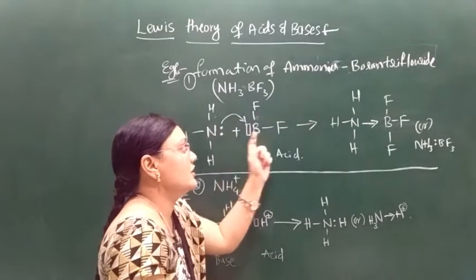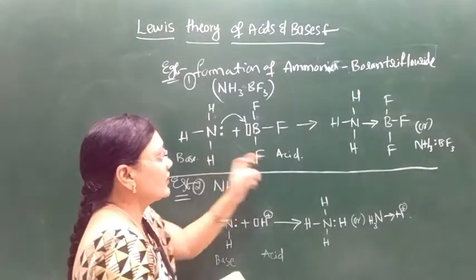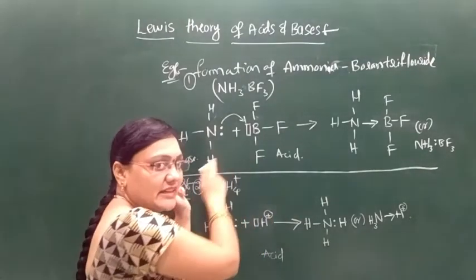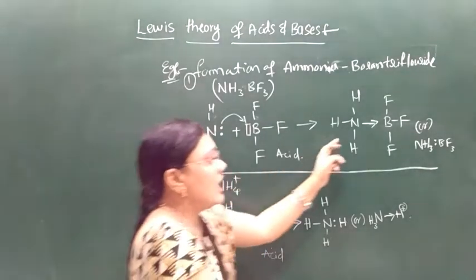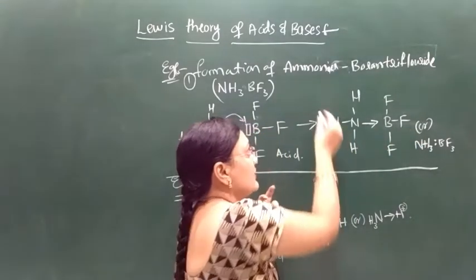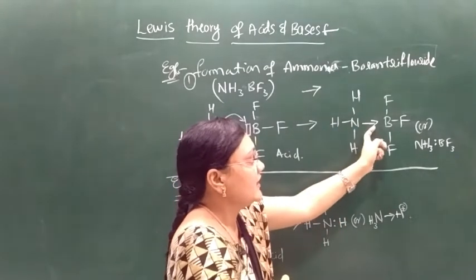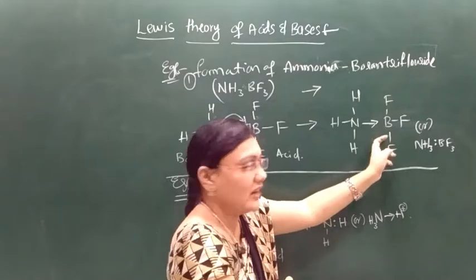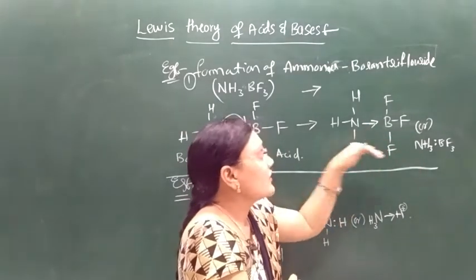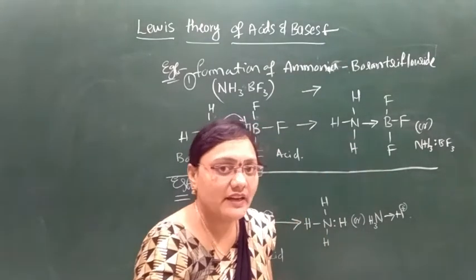The electron pair is donated to the other substance, and the donor is called a Lewis base. Accepting an electron pair is called an acid. BF3 is the acid and NH3 is the base, forming ammonia boron trifluoride. The coordinate covalent bond is indicated with an arrow mark, or written as NH3·BF3. This is the Lewis acid-base example, the formation of ammonia boron trifluoride.